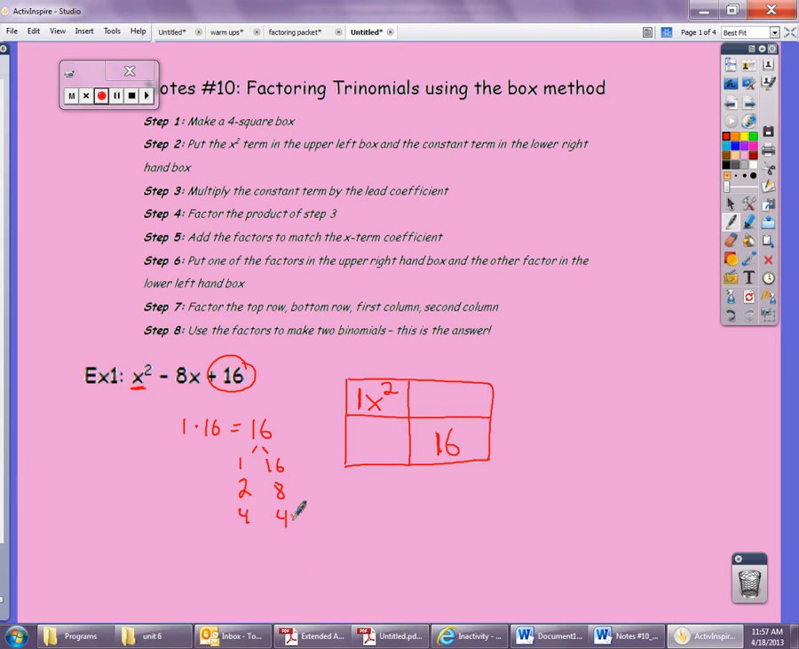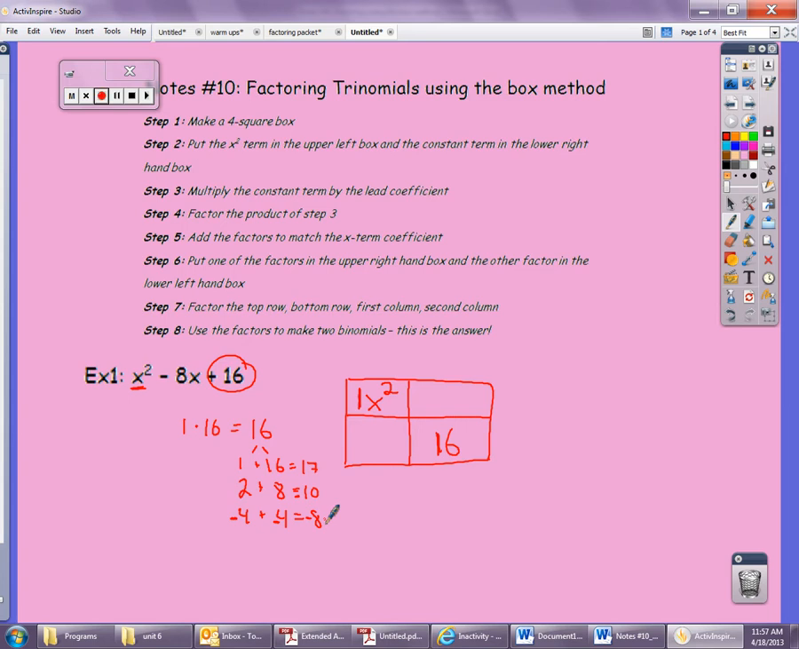Now, step 5, we want to add these factors to figure out which will give us this negative 8. So if we add them, this is 17, this is 10, and this gives us positive 8. But we want negative 8. So in order to make that negative 8, we can do negative 4 plus negative 4, which will give us the negative 8.